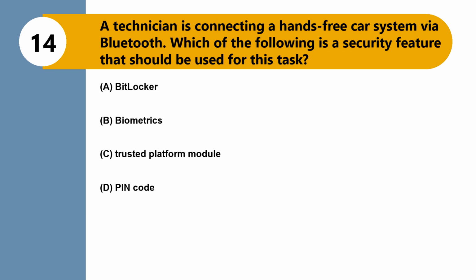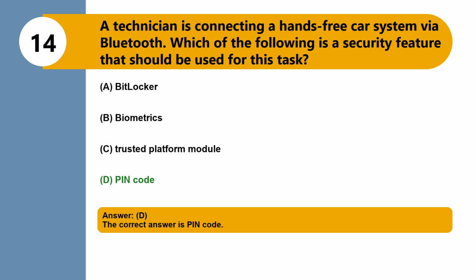Question 14. A technician is connecting a hands-free car system via Bluetooth. Which of the following is a security feature that should be used for this task? Option A. BitLocker. Option B. Biometrics. Option C. Trusted Platform Module. Option D. PIN code. The correct answer is option D. PIN code.